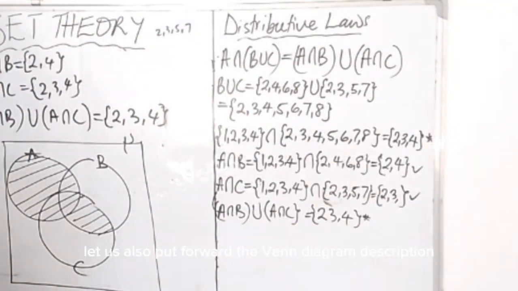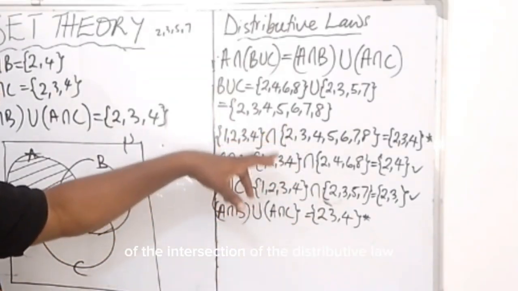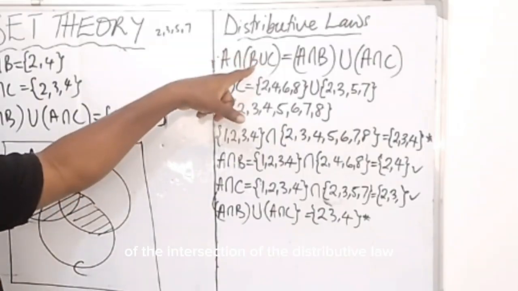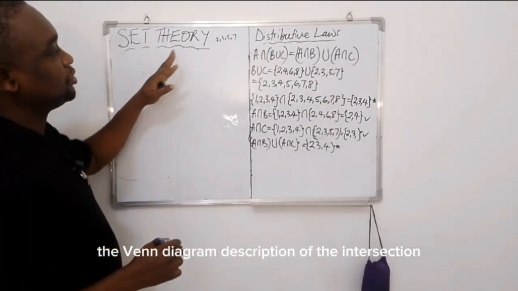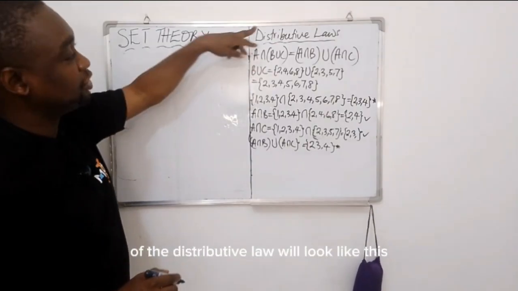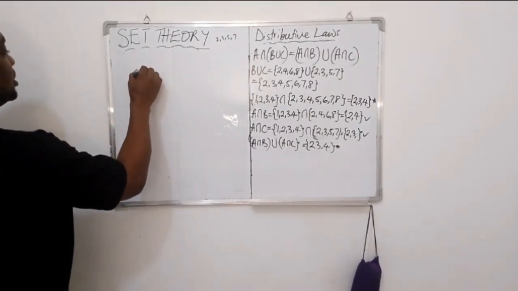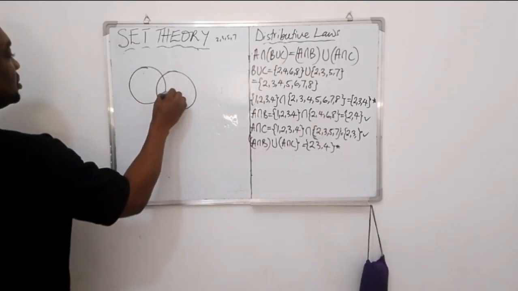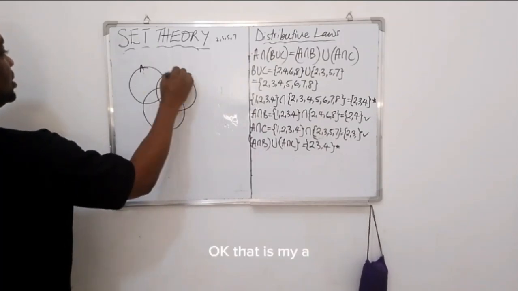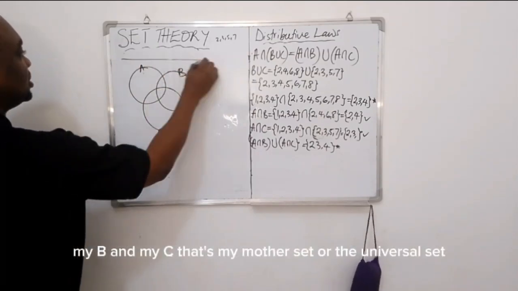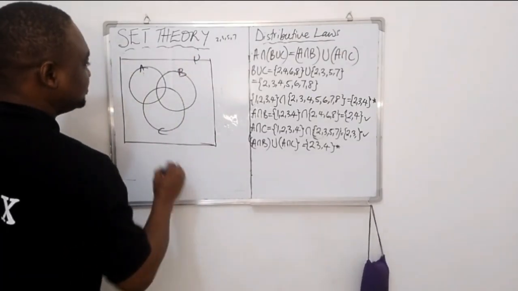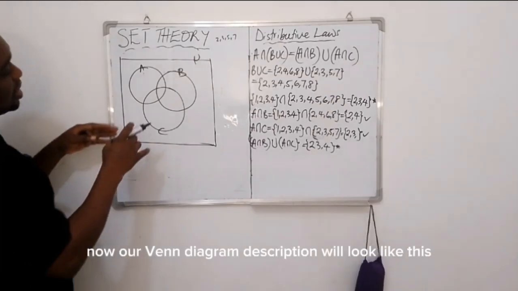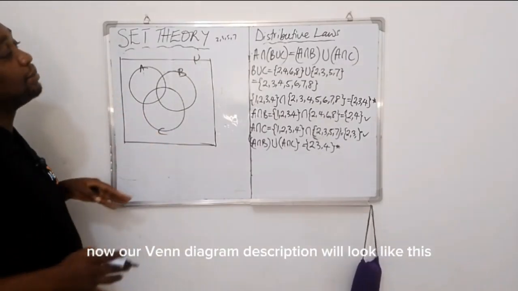Having done this, let us also put forward the Venn diagram description of the intersection of the distributive law. The Venn diagram description of the intersection of the distributive law will look like this. Let's start with our subsets. That is my A, my B, and my C. That's my mother set, or the universal set. Pardon me for saying that.